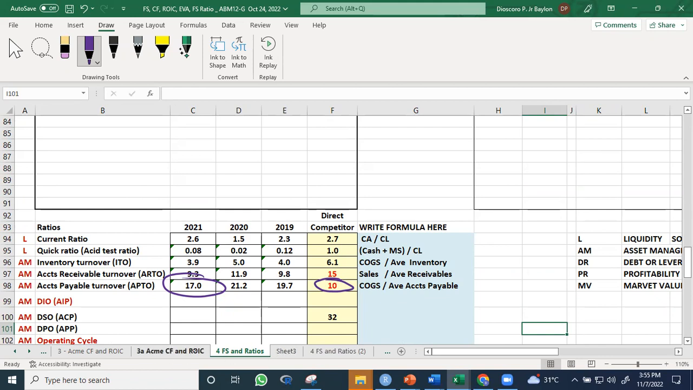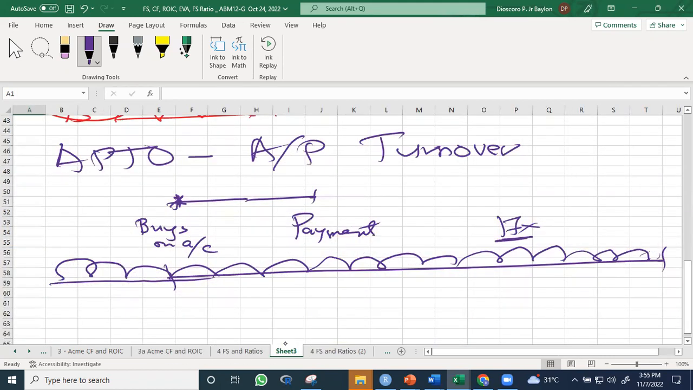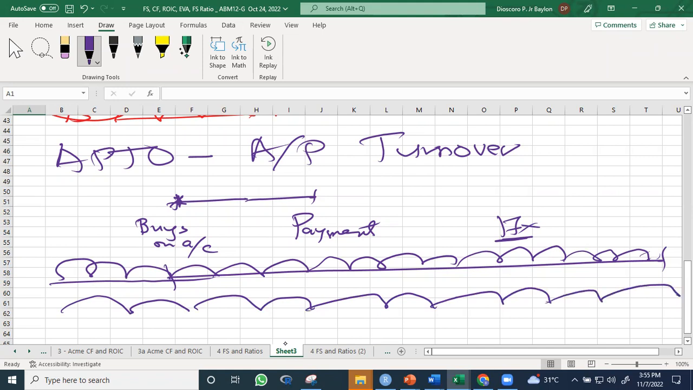Okay. So anong implication yan? 10 times. 1, 2, 3, 4, 5, 6, 7, 8, 9, 10. Okay, ano ibig sabihin nito? Less times na nagbabayad si competitor. Good or bad? Okay? Good. Bakit? Kasi ibig sabihin, mas longer yung duration ng pagbayad niya. Bumili siya ng raw material, kailan siya magbabayad?